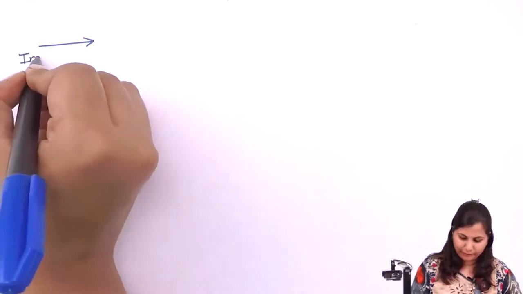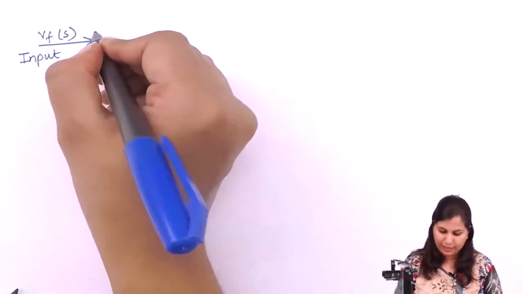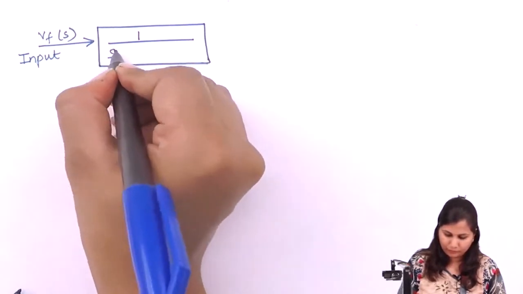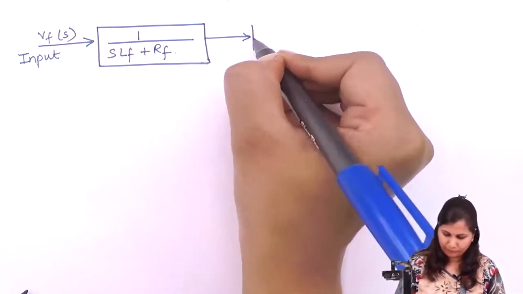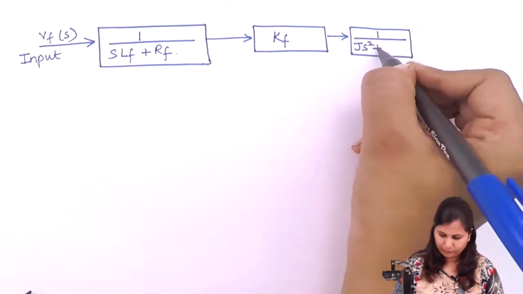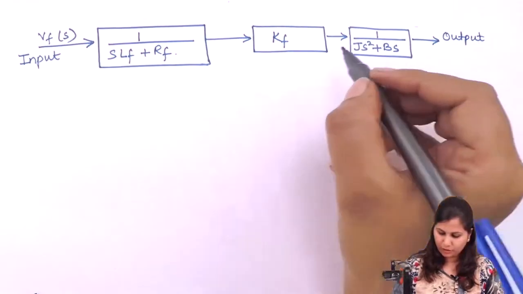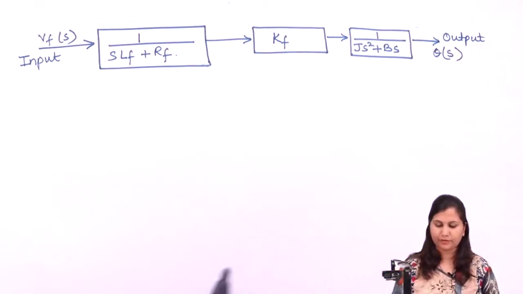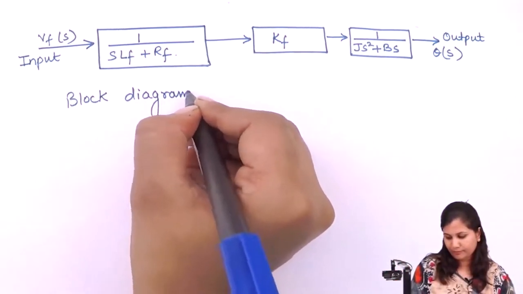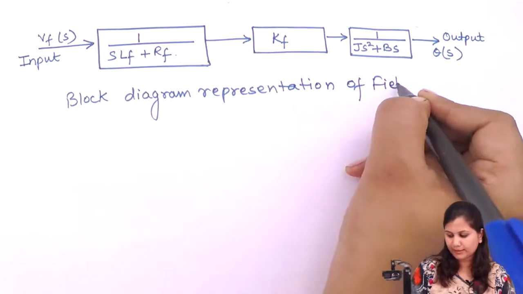we have here the input, and input is VFS, the field voltage. And this input voltage is multiplied by the transfer function, and here we are getting the output, and output is theta s. Okay, so it is the block diagram representation of field controlled DC servo motor.